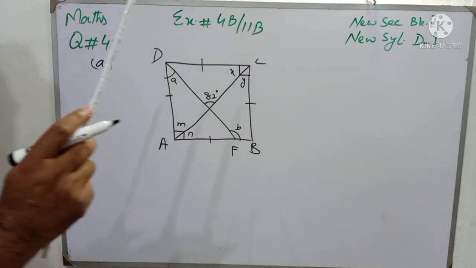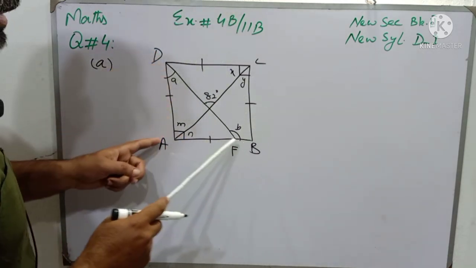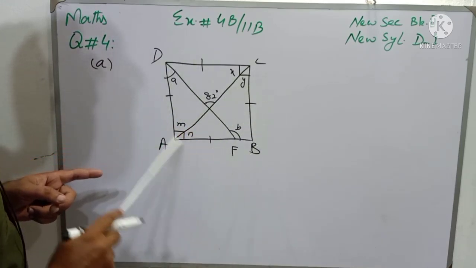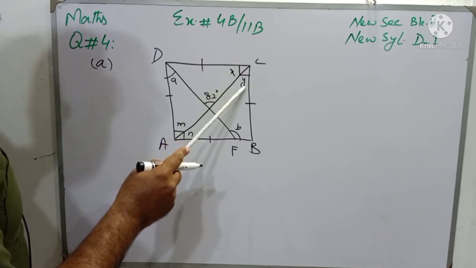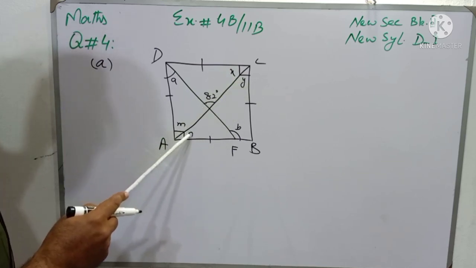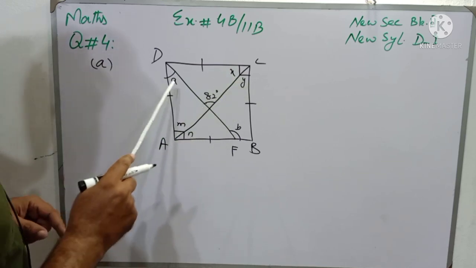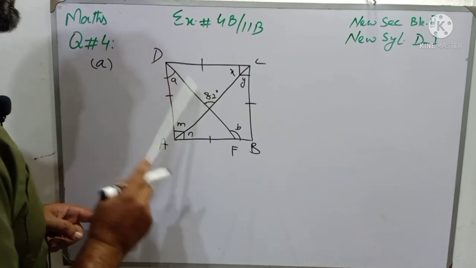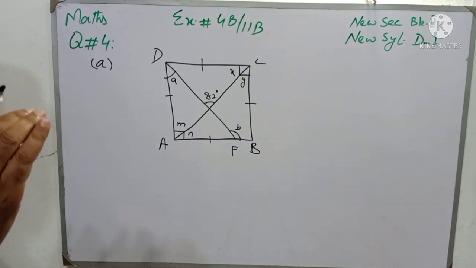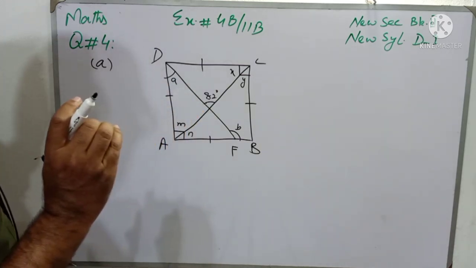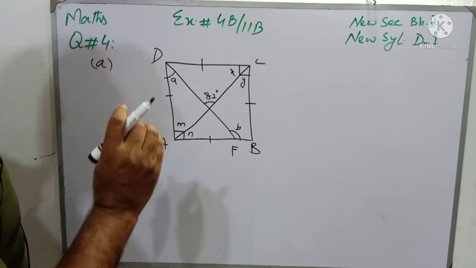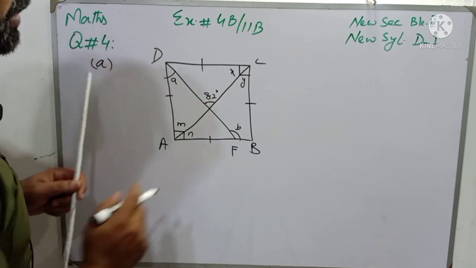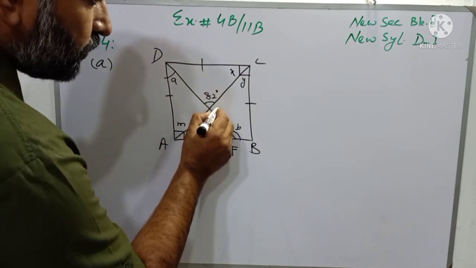Now students, look at this figure. There are 1, 2, 3 triangles and a square figure. Angle X and angle Y are equal, and angle M and angle N are equal. And we have to find the value of A and B, whereas this angle is 82 degrees. So students, first we will discuss triangle D, and we can name this point as point O.